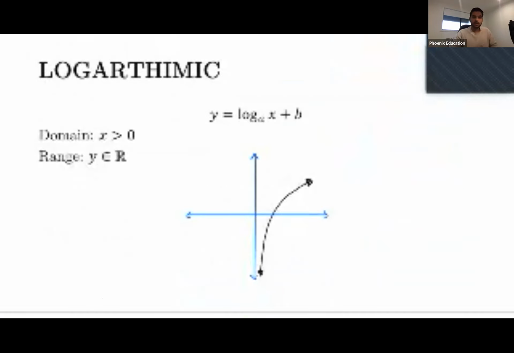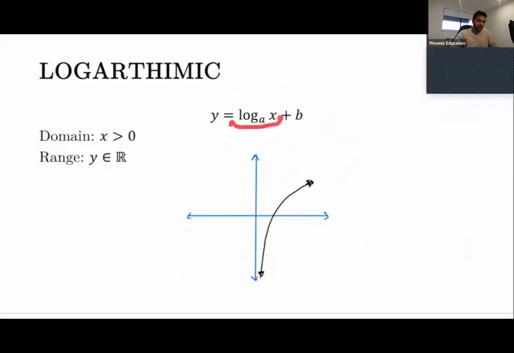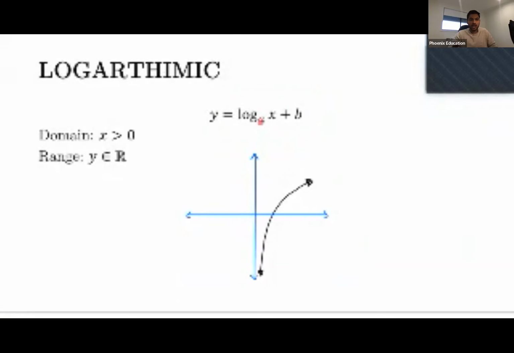Okay, so we've got just 2 more left, guys. Here's a logarithmic graph. This is a fairly basic version. The pure version of a log graph would just be this part here. The base A doesn't change the domain or range. It will just affect the shape a little bit. You can play around with that in Desmos and see how different values change the shape.